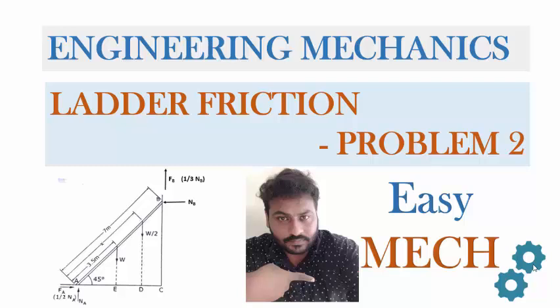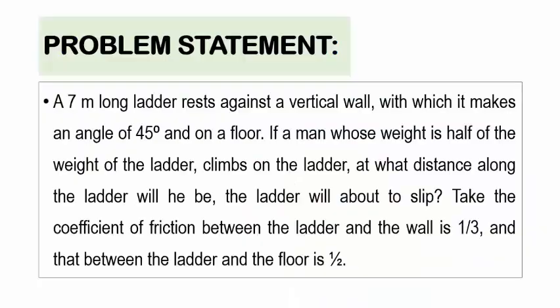Dear students, let us discuss the second problem in ladder friction in this lecture video. A 7-meter long ladder rests against a vertical wall with which it makes an angle of 45 degrees and on a floor. If a man whose weight is half of the weight of the ladder climbs on the ladder, at what distance along the ladder will he be?